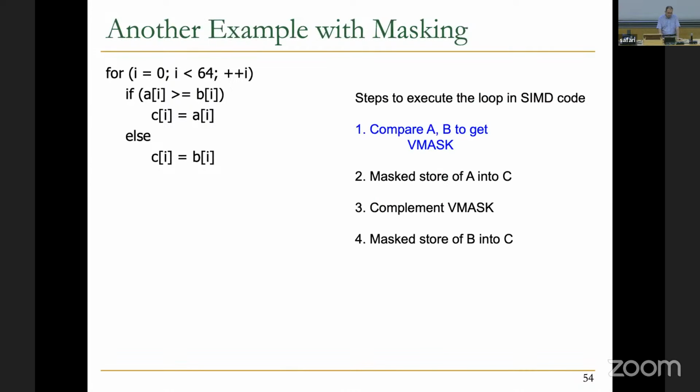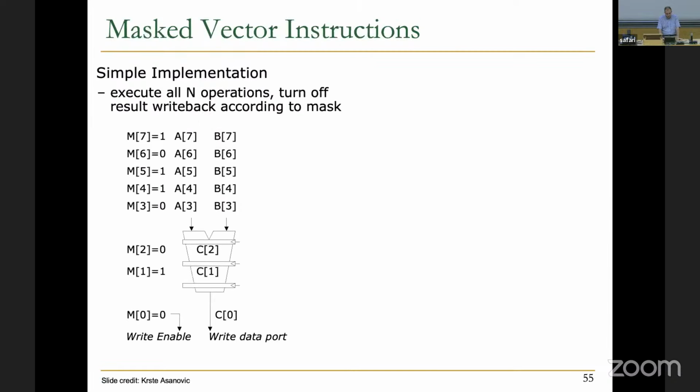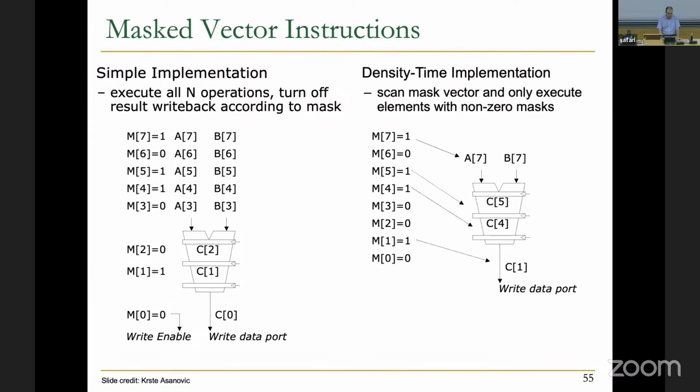This is another example with masking that you can check later if you're interested. Essentially, this example shows that sometimes creating that mask register is not really easy, and we have different ways of implementing it. We can have a simple implementation where we execute all N operations and just turn off results at write back according to the mask. So we do the operation for every element, but we don't write back the result for those elements that we have masked.